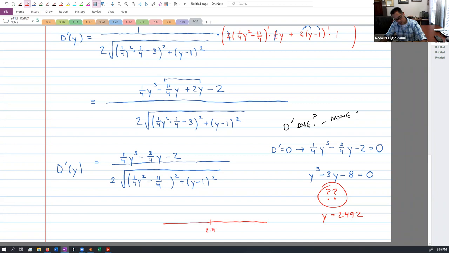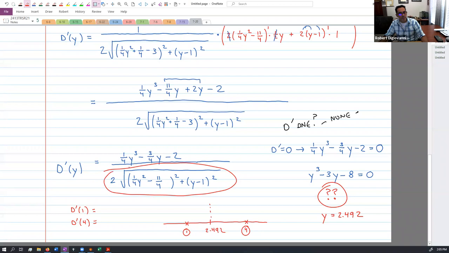2.492. Pick a point here, let's say 1. Pick a point here, let's say 4. And where do these get plugged in? Derivative. So I need the derivative at 1 and the derivative at 4. Now, it's going to suck to plug this into the derivative. But remember, what did we just say about the denominator? It always has to be greater than 0, positive, right? So really, it just matters what we get out on top. That's all that really is going to matter.